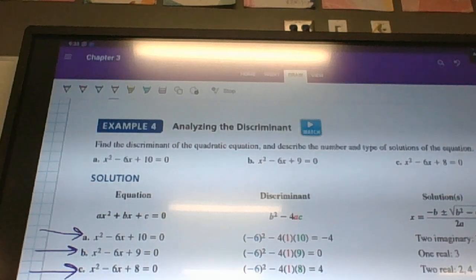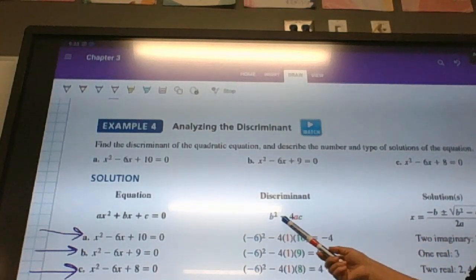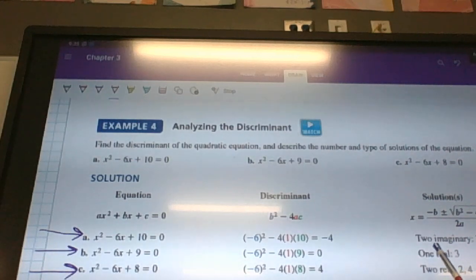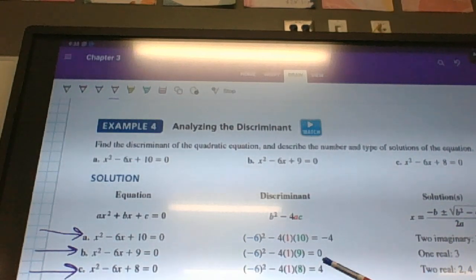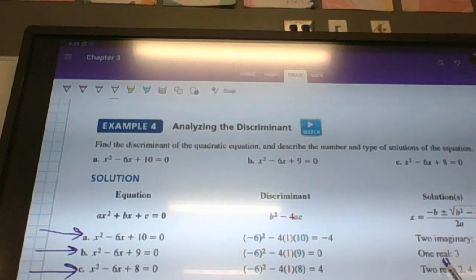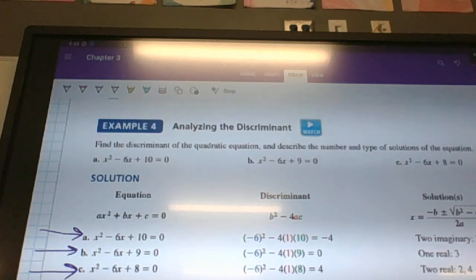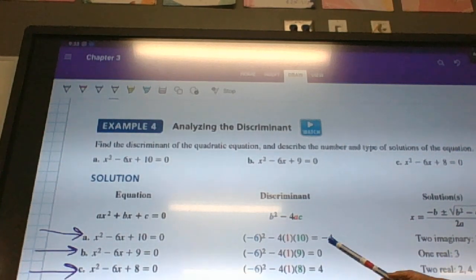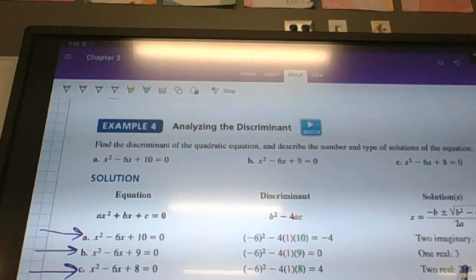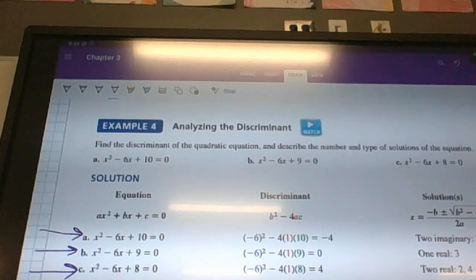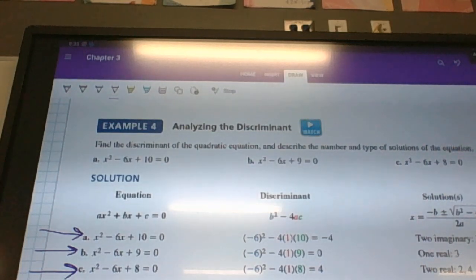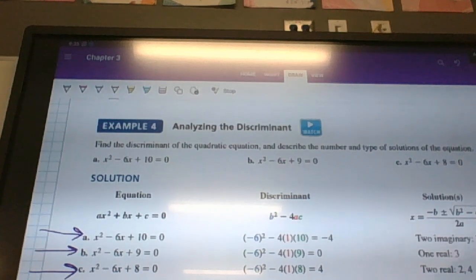So for the first one, b squared minus 4ac came out negative. So that first one we're going to put in the imaginary bucket. The second one, it perfectly equals 0, so that one has one solution. If I was looking for a parabola that exactly touches the x-axis once, I would pick letter B. The third one comes out positive 4, so that's the one that has 2 real solutions. So this discriminant helps us put these equations in different classification buckets.